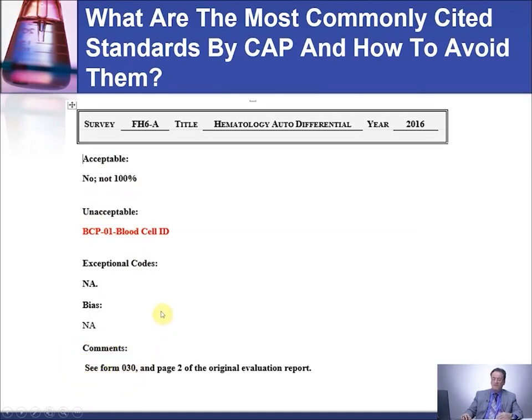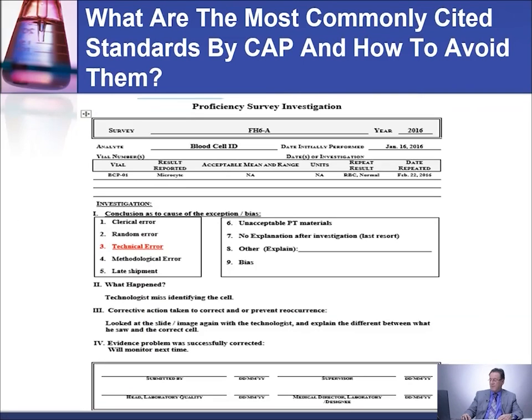Form theory is, for me, the number for the investigation form. Okay, and then you fill the investigation form. You first fill the survey information on the top here. Then you pick the reason, what was the cause of the unacceptable PT, and we determined that it was a technical error. So then you need to write what happened.